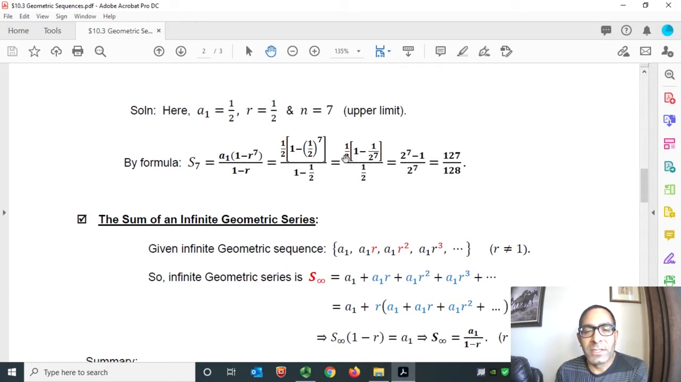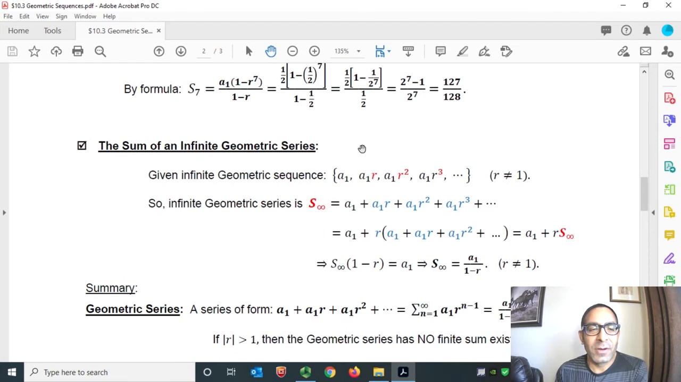Here, 1 half as it is, 1 minus 1 over 2 to the power 7 is 1 over 2 to the power 7, all over 1 minus 1 half, which is 1 half. The next step, we can cancel this 1 half, and we take the LCD in subtracting these two fractions. So we multiply 1 by 2 to the power 7, minus 1, all over 2 to the power 7, which is here. I hope this simplifying fraction makes sense to you all. Using a calculator, this fraction turns out to be 127 over 128. Great. So we found S7 equals 127 over 128.